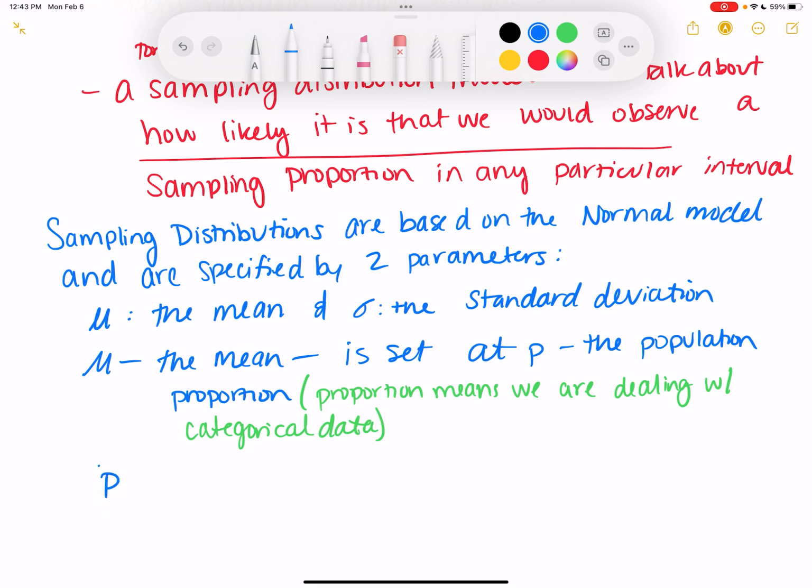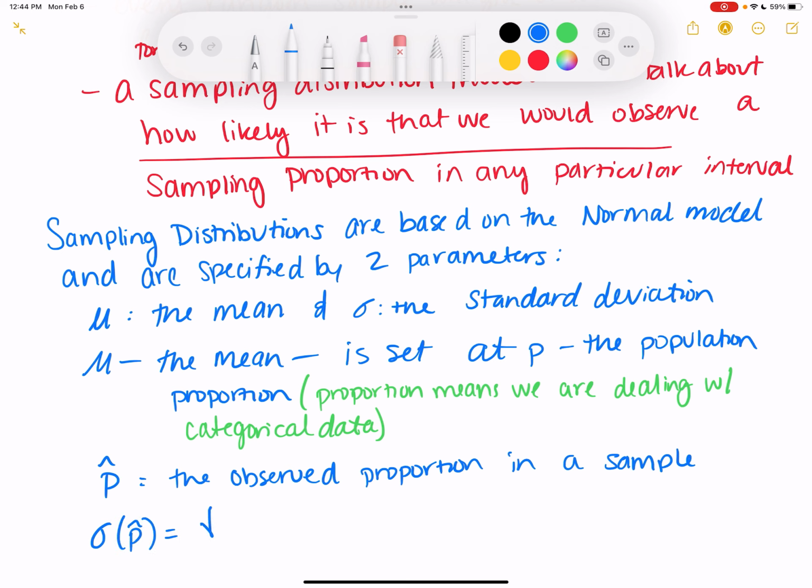Now, p hat is the observed proportion in a sample. And the standard deviation of p hat is equal to the square root of npq divided by n, or we could say that it is the square root of pq over n.